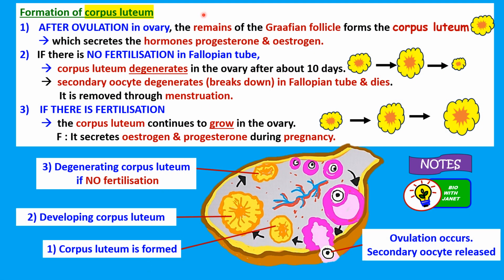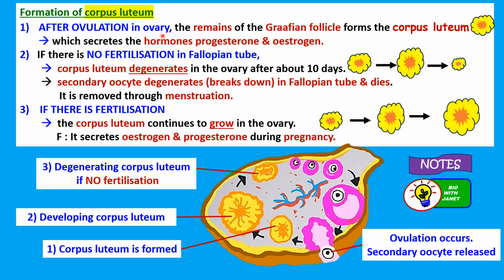Now, just now we discussed what happened in the fallopian tube when fertilization occurred, right? Now, how about the ovary? So another location or site is the ovary. We have to discuss what happens in the ovary after ovulation has occurred. That means after the Graafian follicle has burst or ruptured and released the secondary oocyte into the fallopian tube. So what happens in the ovary after that?